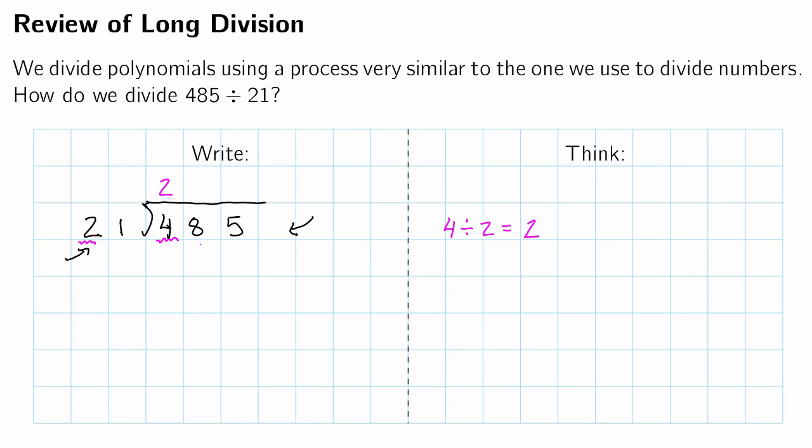And now we multiply 2 times 21. That's 42. We're just doubling it here. We write that underneath. And now we subtract. 48 minus 42 is 6. And we bring down the next digit, which is 5. And now we just repeat that process.